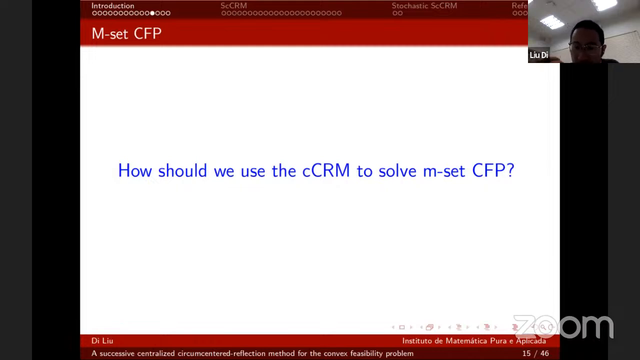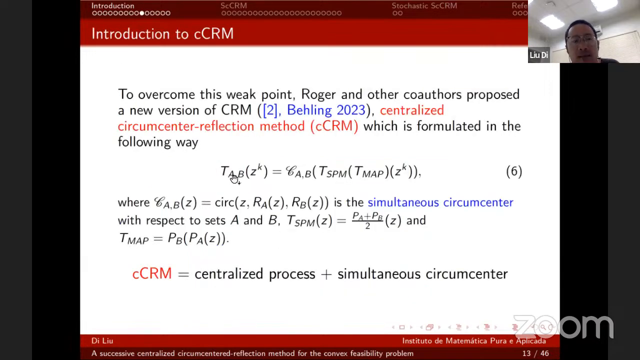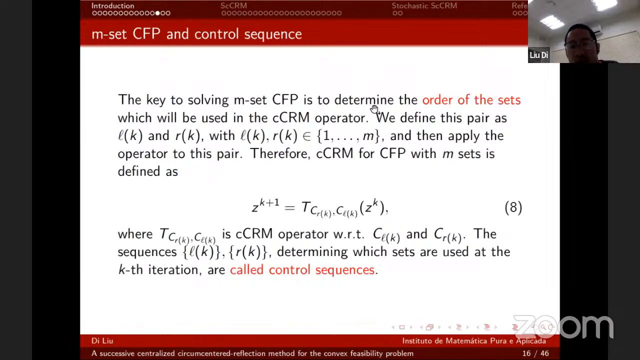So the key point here is we have many sites. We need to decide which sites should be used first or then, because in each iteration, we can only use two sites at the same time. Here we can see the operators are defined with only two sites, A and B. Maybe you can use C1, C2, or C2, C3, but definitely you cannot use all the sites at the same time. Maybe possible, but in this sense, it is not.